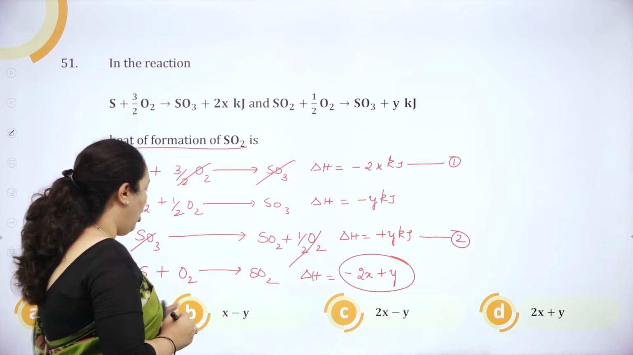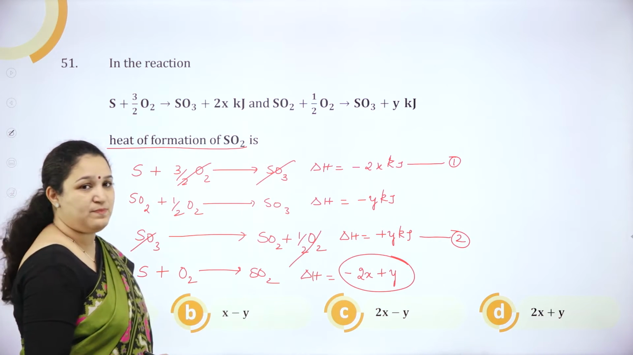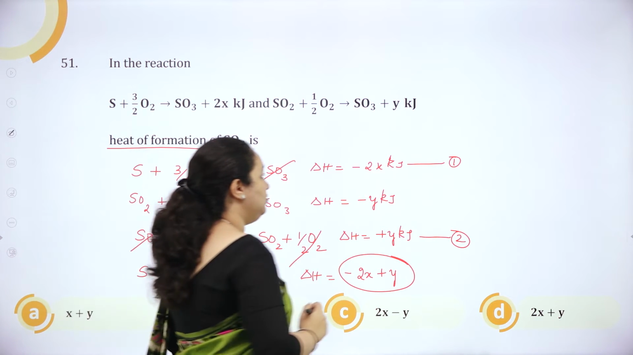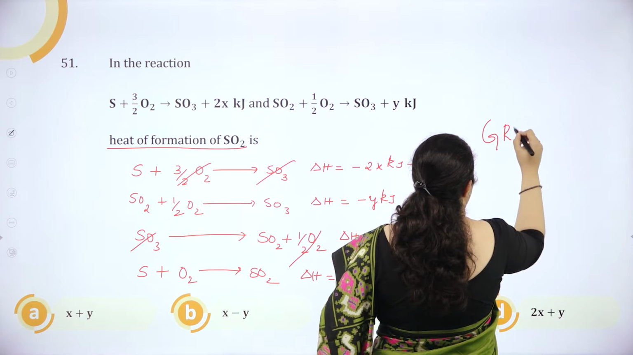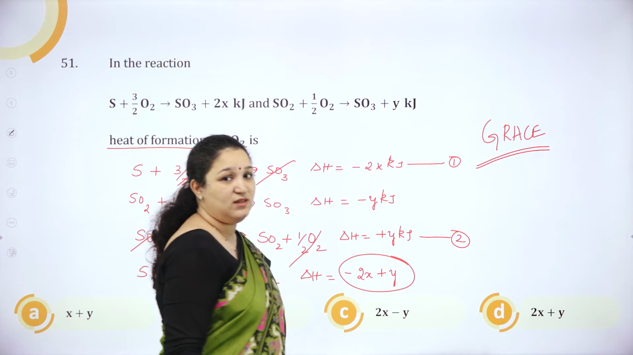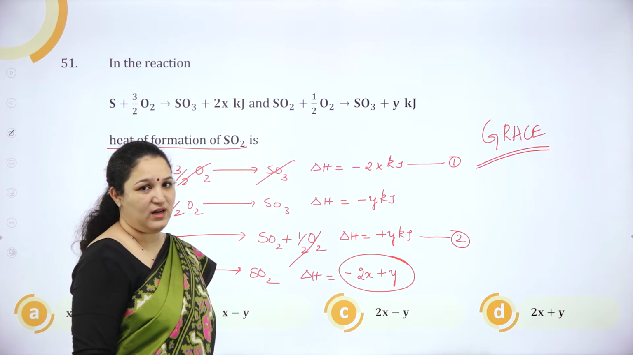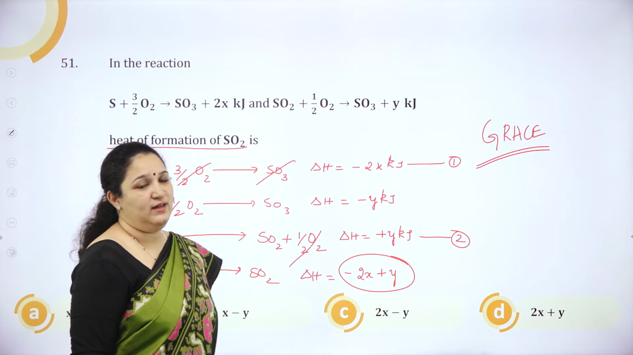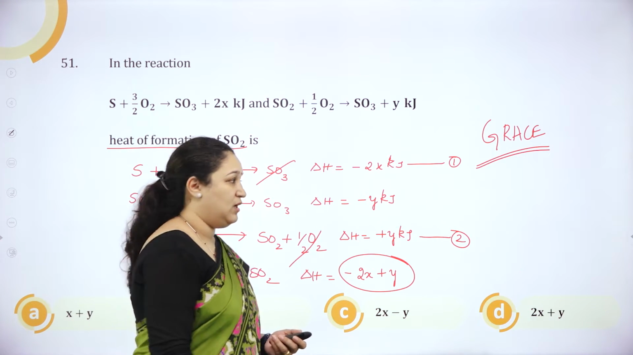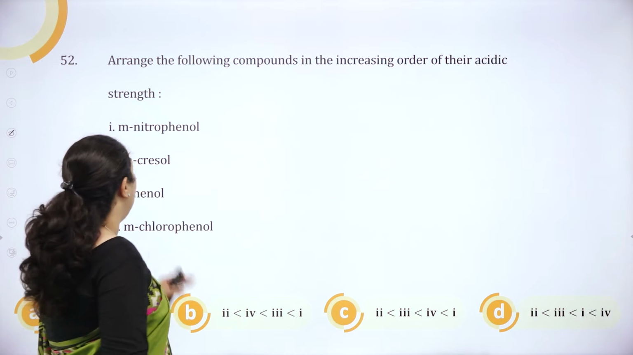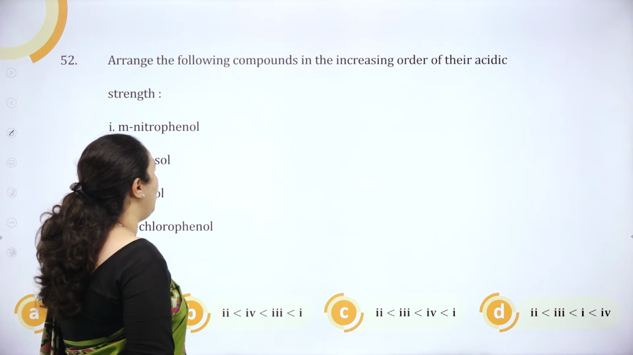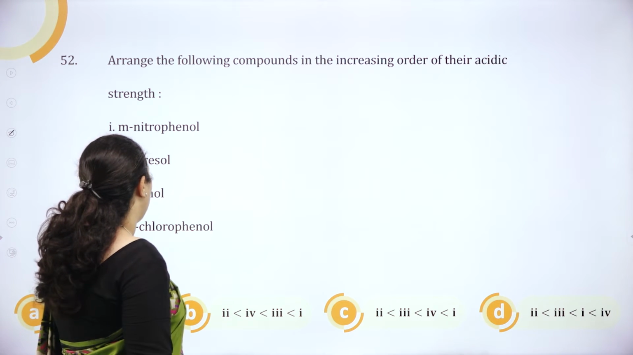But do I have the options here? Minus 2x plus y, options illa. Andre, idu grace marks. This question has got grace marks. But this is the correct answer. As the options did not have the correct answer, it is allotted grace marks. Okay. So I hope you have understood this question. Next question, 52. Arrange the following compounds in the increasing order of their acidic strength.